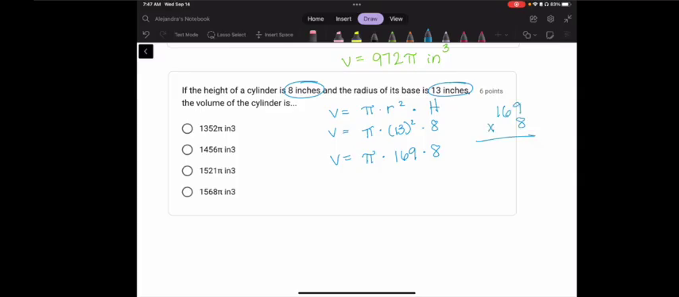So 169 times 8, that'll be 2, carry the 7. That'll be 48 plus 7 will be 55, carry the 5. That'll be 8 plus 5 will be 13. So the volume will equal pi times 1,352. And I'm going to go ahead and rearrange that, and I'm allowed to do that because they're multiplying. So 1,352 pi inches to the third power would be my final answer.